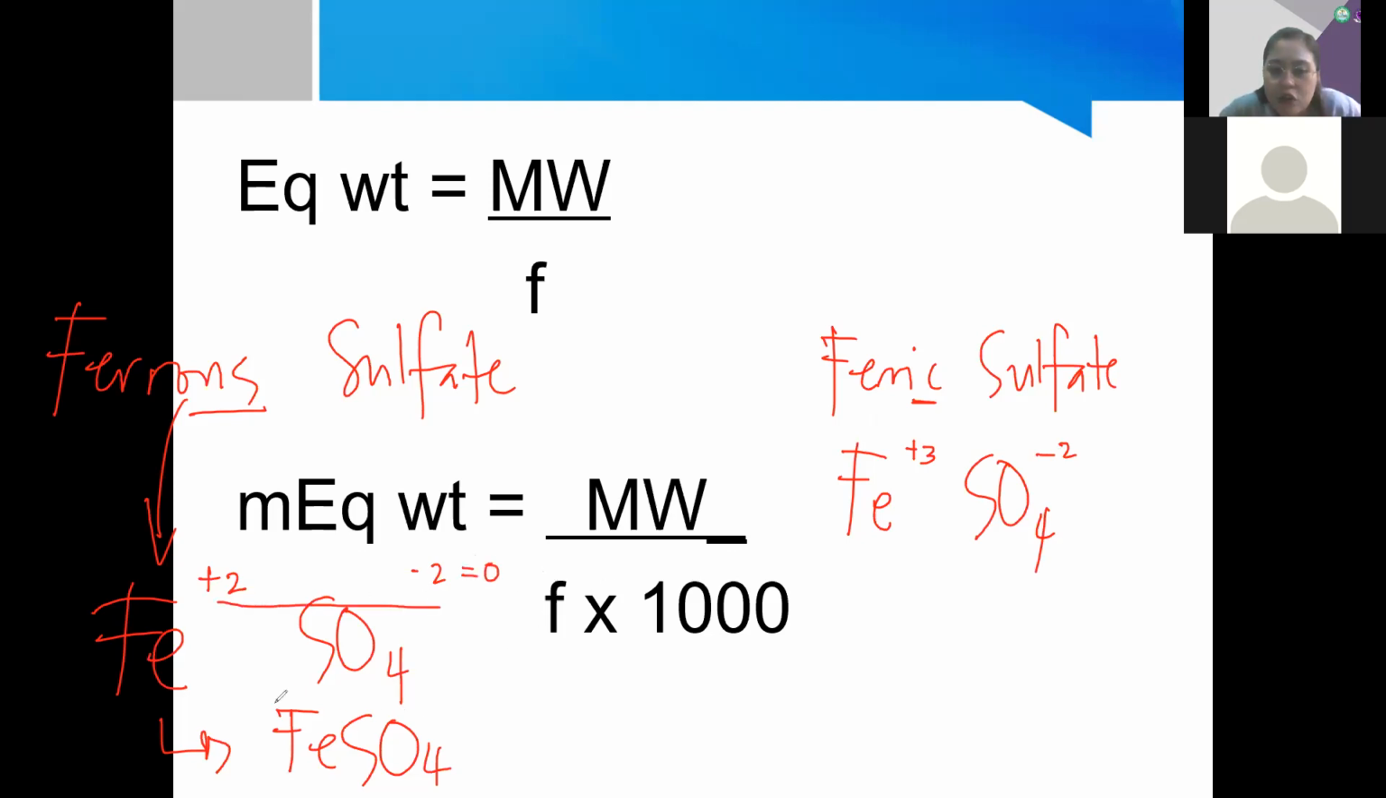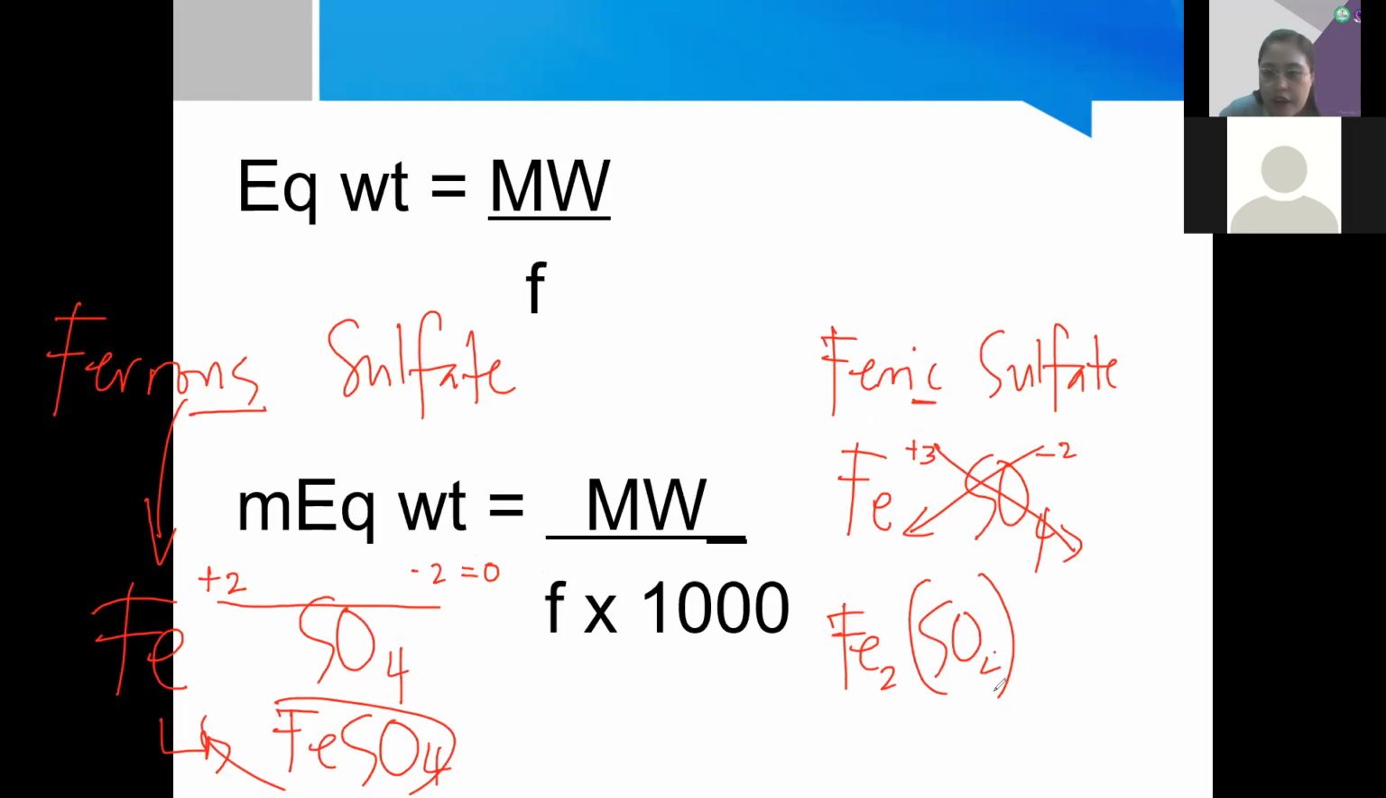This time, since hindi siya mag-i-equal sa 0 just like this, pag mag-equal siya sa 0 pag i-add natin, automatic, ito na. Pero pag hindi yan mag-equal to 0 kung i-add, that's the time you do the crisscross. Therefore, for ferric sulfate, this is the correct chemical formula. Okay?